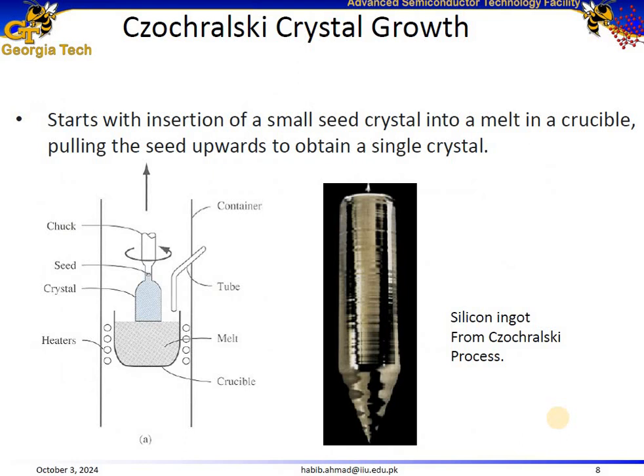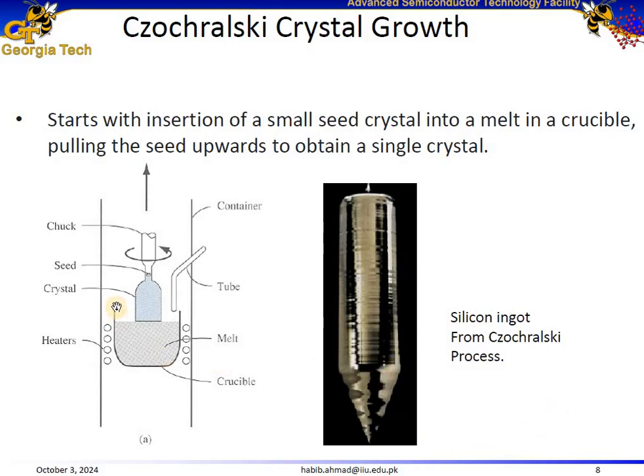Now, I'm going to explain the Czochralski crystal growth method. The Czochralski crystal growth process is a widely used method for growing single crystals, particularly silicon, which is essential in semiconductor manufacturing. Here is a breakdown of the process.